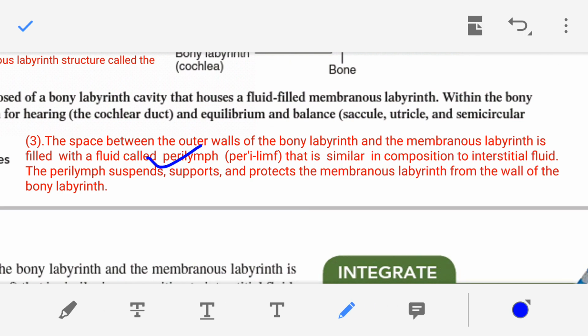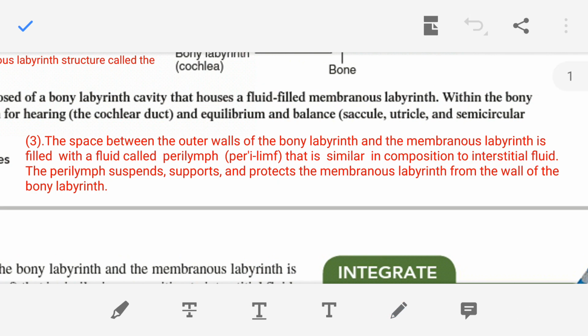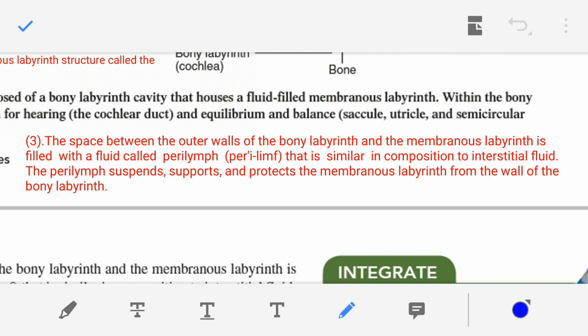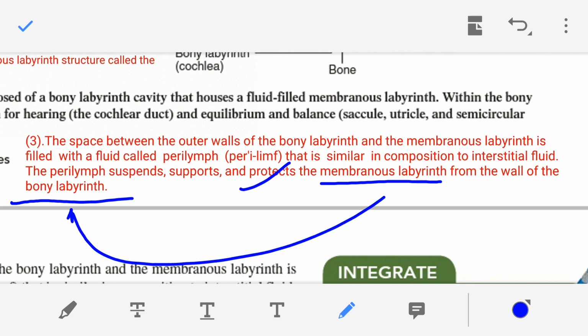The composition of perilymph is similar to interstitial fluid. Now what is the function of this perilymph? Outside there is the bony labyrinth, inside there is the membranous labyrinth, and in between these two, perilymph is present. That means perilymph protects the membranous labyrinth from the bony labyrinth. Second, the perilymph supports the membranous labyrinth.